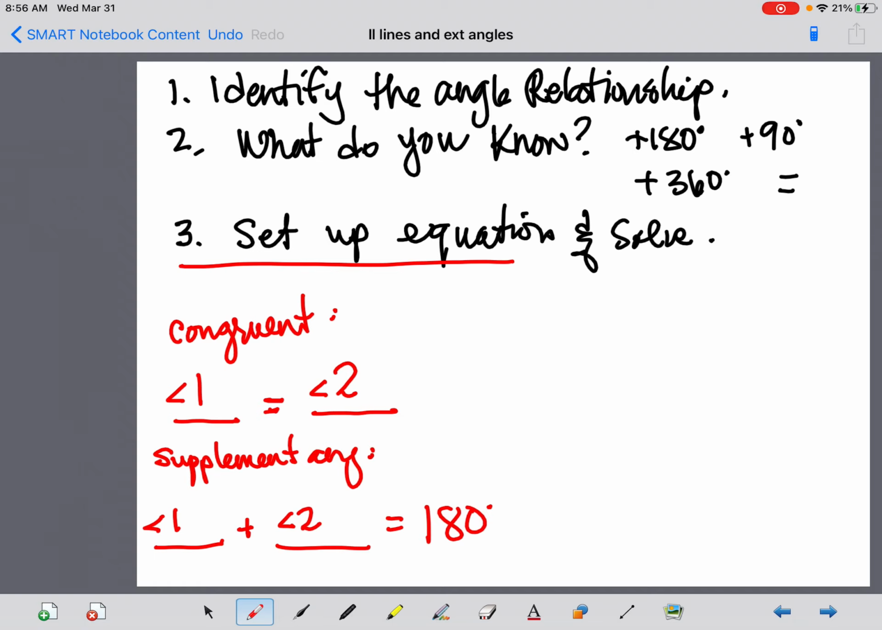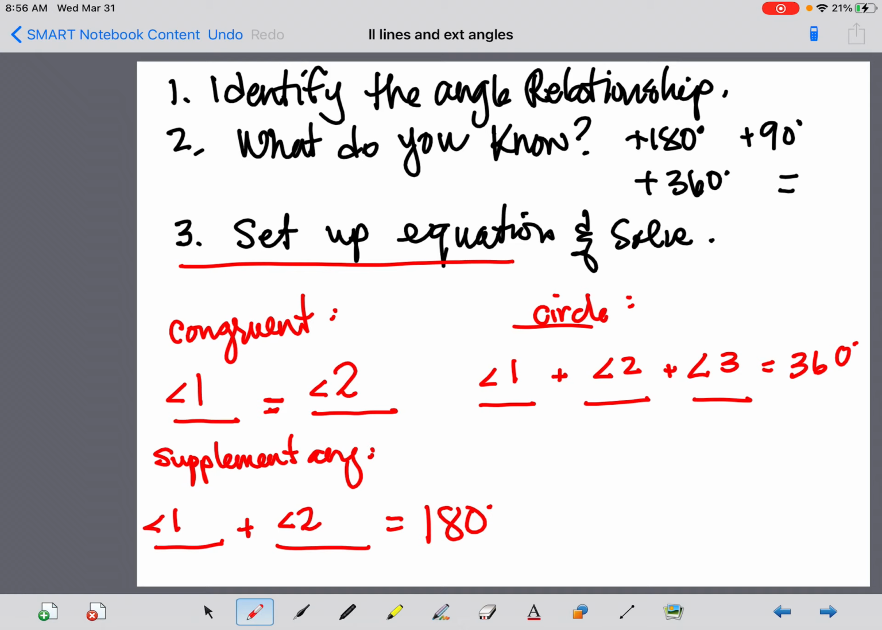I could have a circle where my angles add up to 360. So I could have multiple angles in a circle, it just depends on how many angles I have. But for right now, we'll say angle 1 plus angle 2 plus angle 3 are equal to 360. So we'll give ourselves 3 angles here, but I could have more, I could have less. In a circle, it just depends on how many angles I'm given.